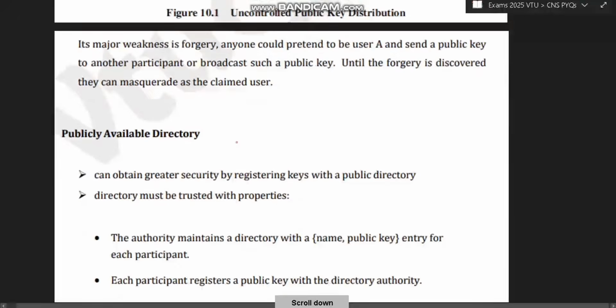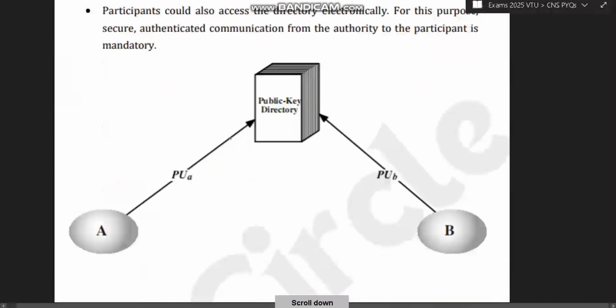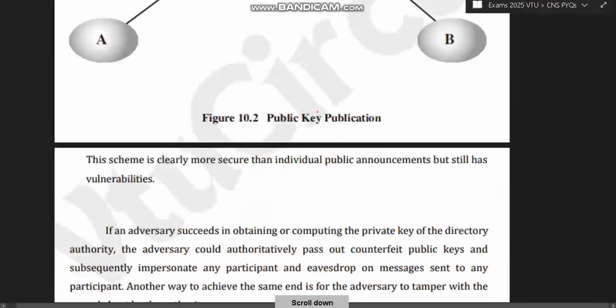Second method is publicly available directory. That means no one will be announcing anything, but there will be a directory which is publicly accessible. But this is also not secure because hackers can also access this. It's as simple as that. You have to just explain that one.